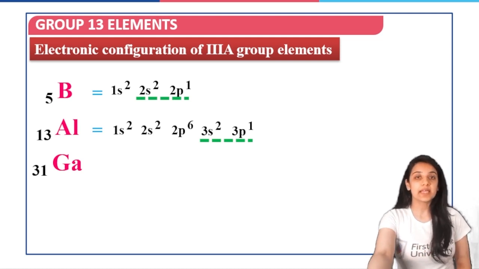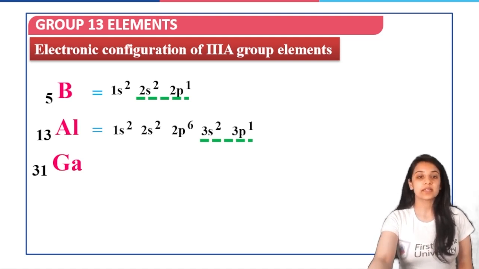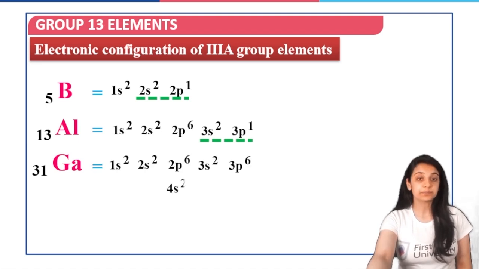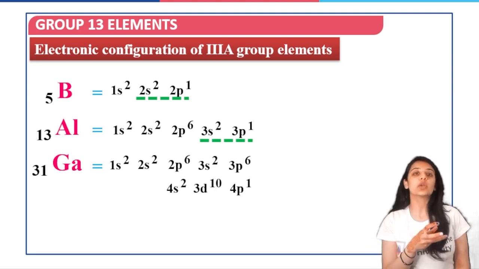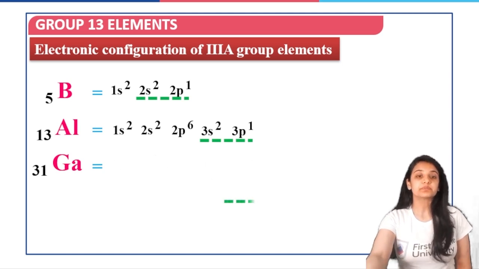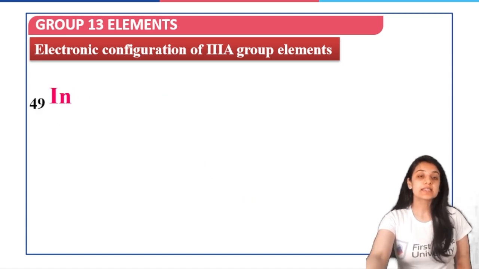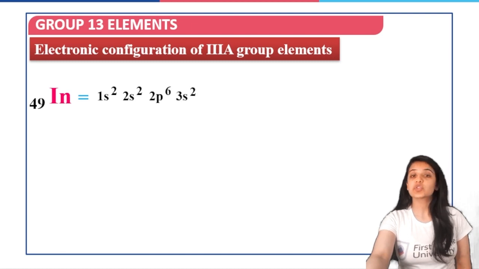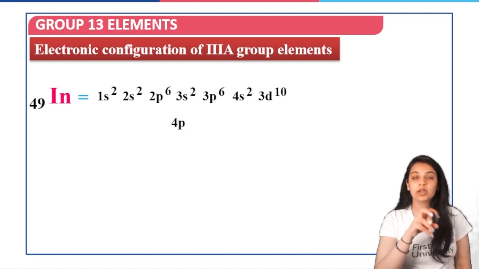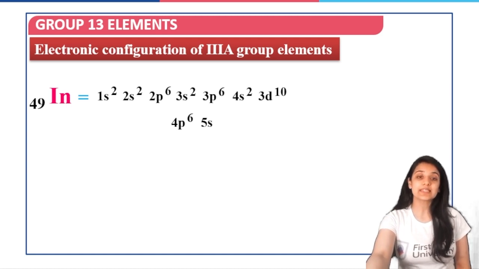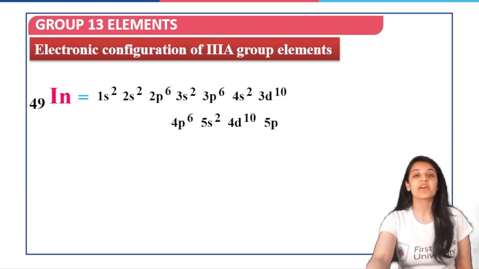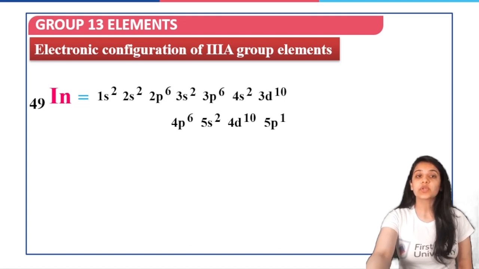Then when we talk about gallium, the atomic number is 31. So it's going to be 1s2, 2s2, 2p6, 3s2, 3p6, 4s2, 3d10, 4p1. So now it's going to be 4p1 and d orbital also comes into picture now. So the next is indium, 49. Whatever we have done till gallium, that is 3d10, then 4p6, 5s2, 4d10, 5p1. That's going to be for indium.